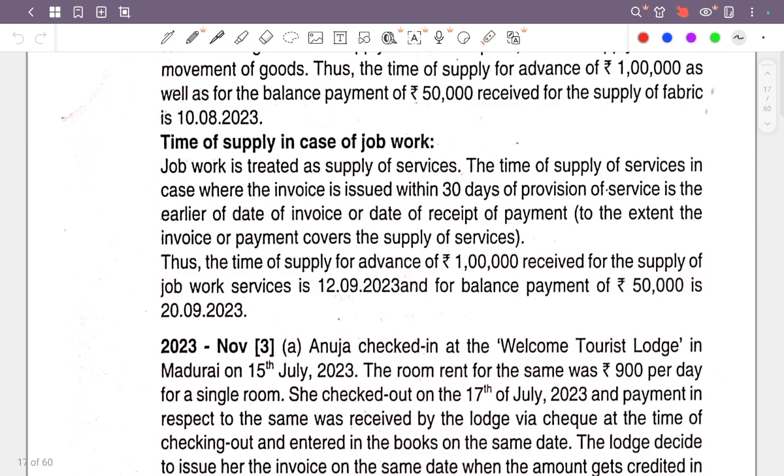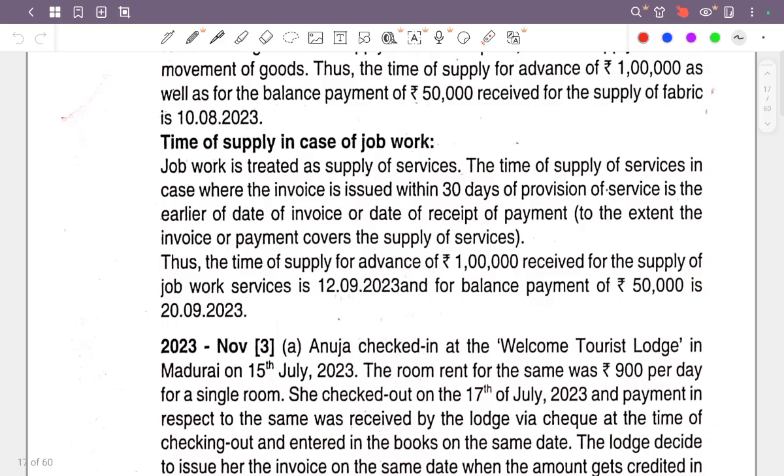Yes. In the case of service, the invoice is to be issued within 30 days from the provision of service. So after the service is done, we have 30 days. The time of supply is 30 days or the date of service, whichever is earlier, or the date of invoice or date of receipt of payment to the extent of the invoice or payment covering the supply of service. The advance of 1 lakh was received on 12th September and the balance payment on 29th September.